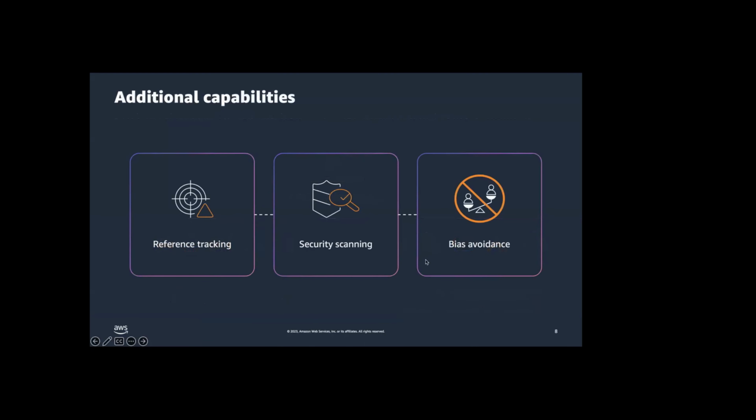Additional capabilities that are cool. One of them is reference tracking. This gives you the ability to see where code references come from. When it suggests code in your IDE, it can tell you where that code snippet came from. So you can use that to filter if you don't want to pull code references off of GitHub or something like that, or any variety of places.